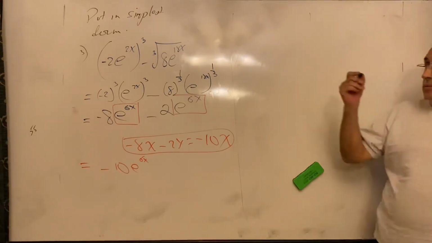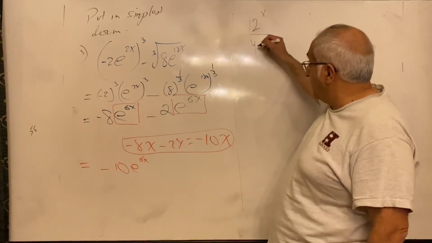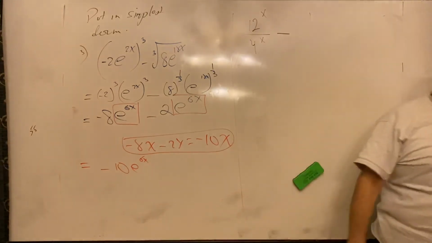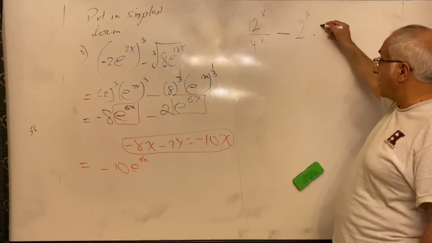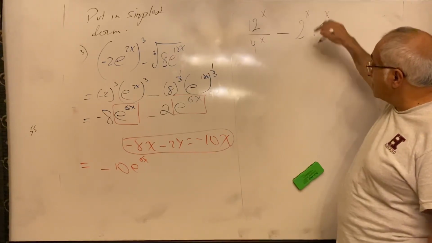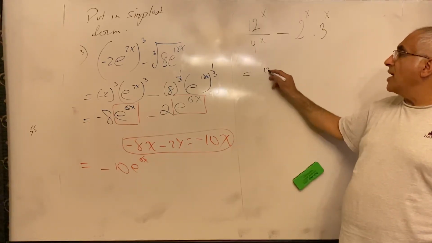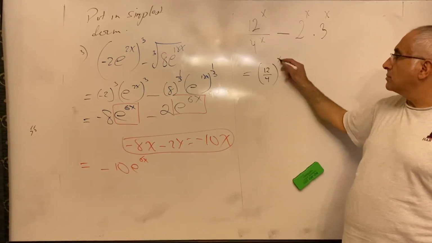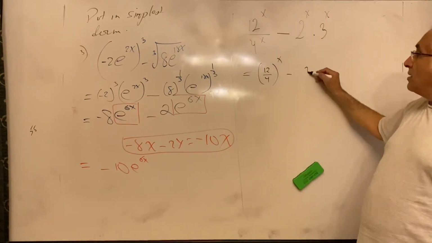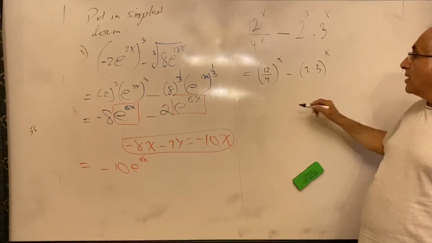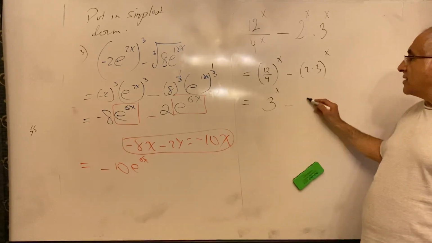12 to the power x over 4 to the power of x, minus 2 to the power of x times 3 to the power of x. How may I simplify that? You know, when we divide, if the powers are the same, take the 12 over 4 alone. And when you multiply with the same power, then multiply the bases together. 12 divided by 4, lucky us, is 3 to the power x. 2 times 3 is 6.